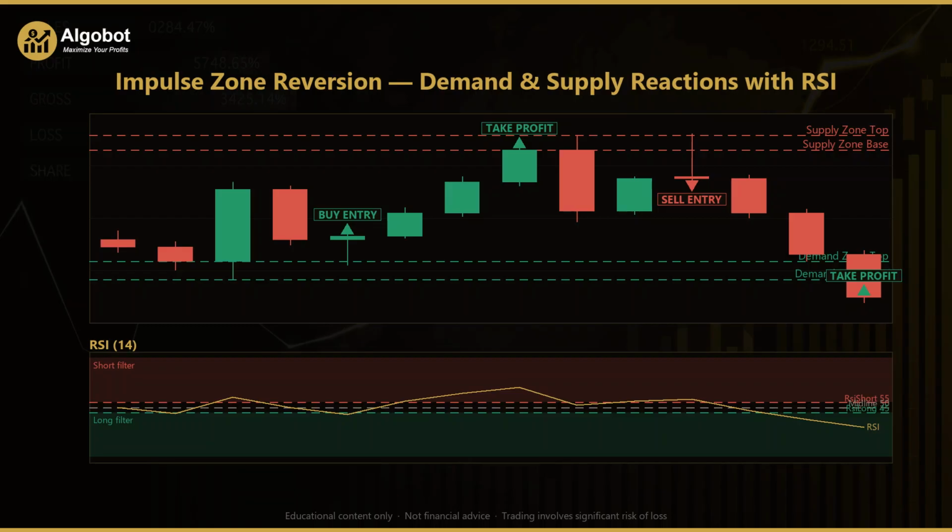An impulse builds a zone, price returns into it, RSI confirms the momentum, and the strategy signals a mean reverting trade with its stop and target defined in advance. Remember, this is an illustration for learning. Real markets also produce setups that fail, and losses are part of trading.